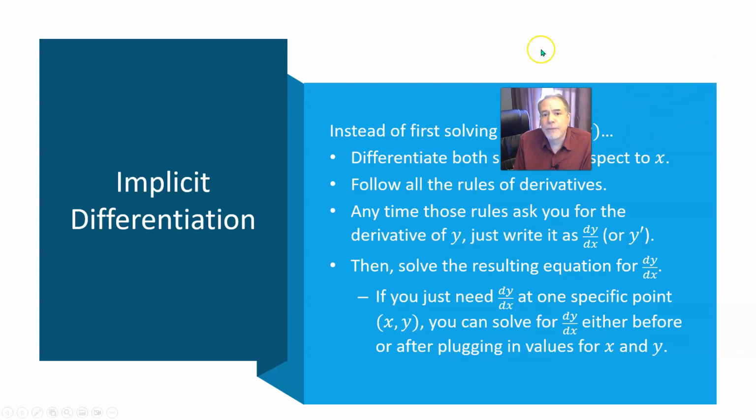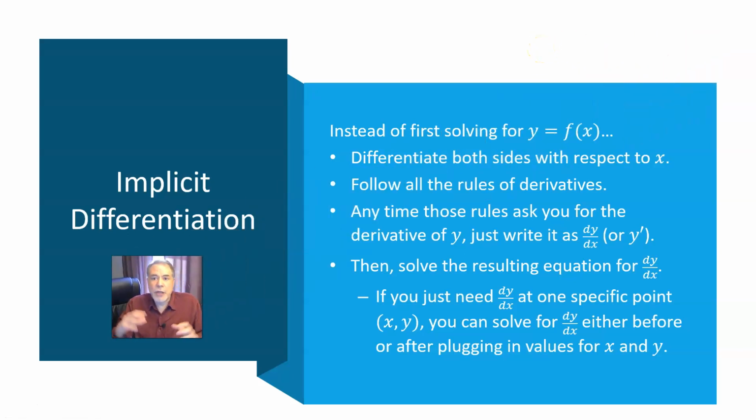But implicit differentiation, here's how that works. So let's say you've got an equation not solved for y, but with the x's and y's all sort of mixed up together, and you either can't or don't want to solve it for y. So instead of solving it for y, the way implicit differentiation works is you differentiate both sides with respect to x, and when you do that, you're following all the rules of derivatives. And anytime any of those rules ask you for the derivative of y, write it as dy dx, the derivative of y with respect to x.